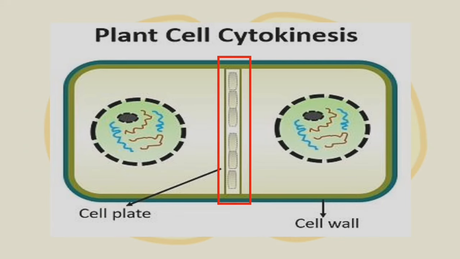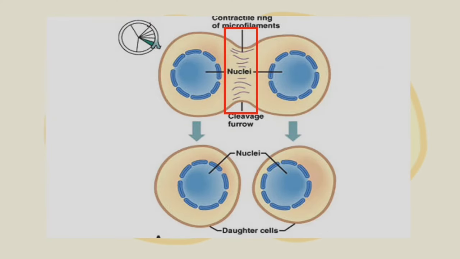In plant cells, the cell divides, forming a cell plate at its center that eventually becomes a cell wall, described as a protective layer of the plant cell. This is how the cleavage furrow is formed, as I mentioned earlier.